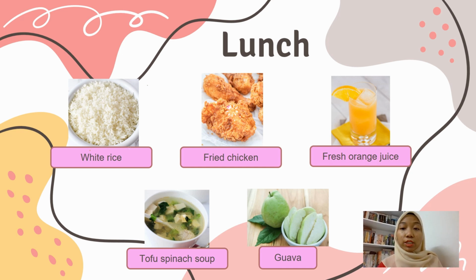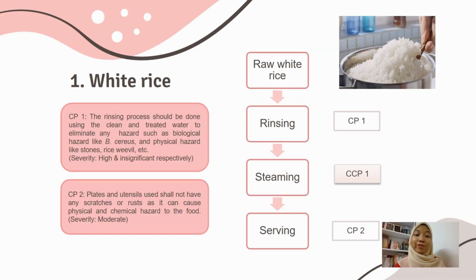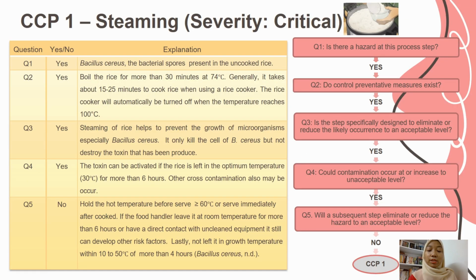This lunch menu consists of white rice, fried chicken, tofu spinach soup, orange juice and guava. For white rice, there's only one CCP, which is steaming. The hazard at this point is Bacillus cereus.